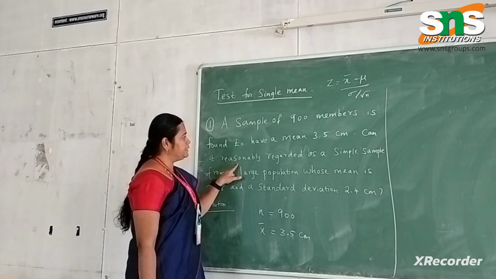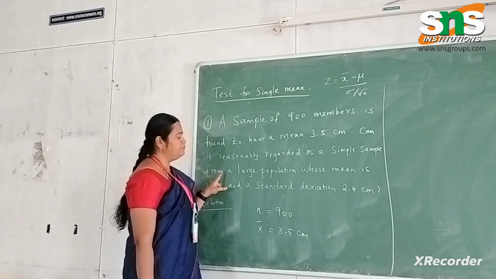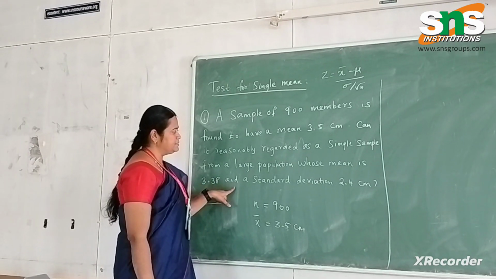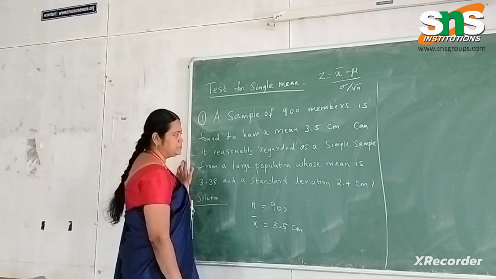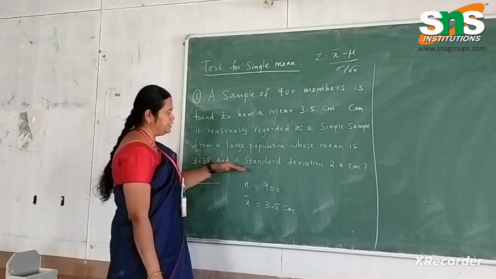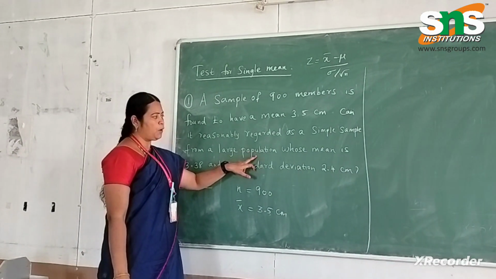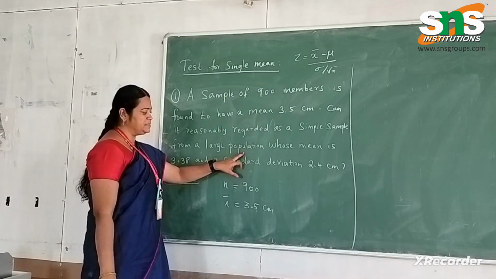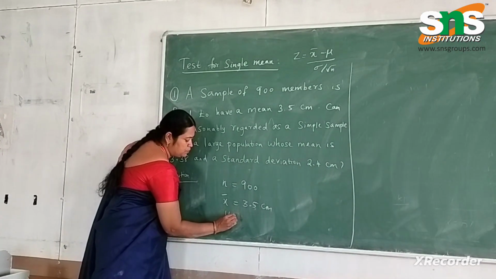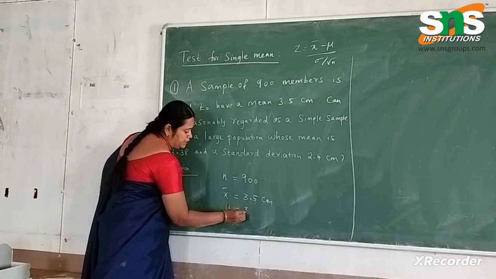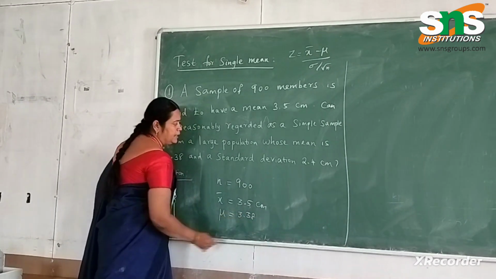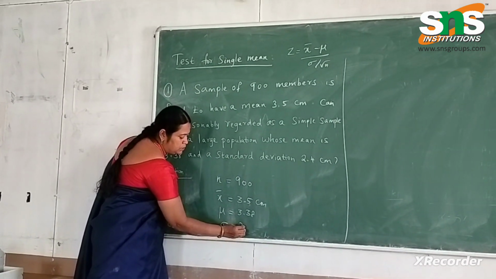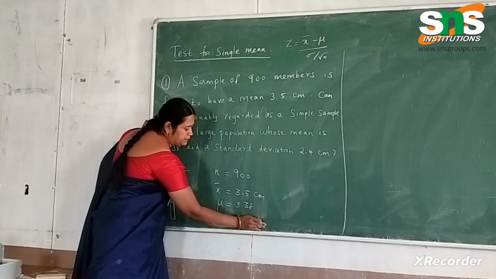Can it reasonably be regarded as a simple sample from a large population whose mean is 3.38 and a standard deviation of 2.4 centimeter? So the data given here denotes the population. Population mean and population standard deviation are given. Population mean is denoted by mu, that is mu is equal to 3.38, and population standard deviation is denoted by sigma. So sigma is equal to 2.4 centimeter.